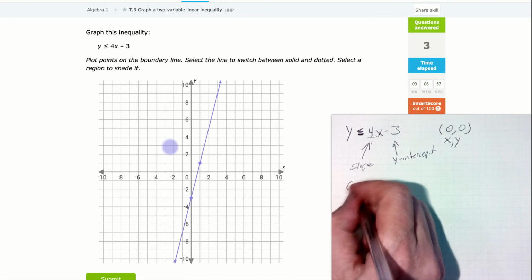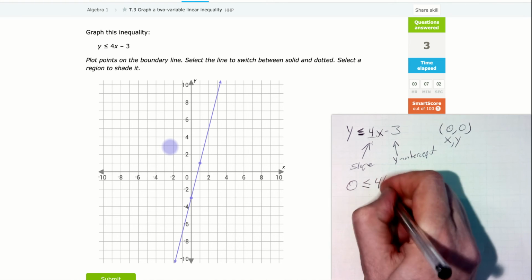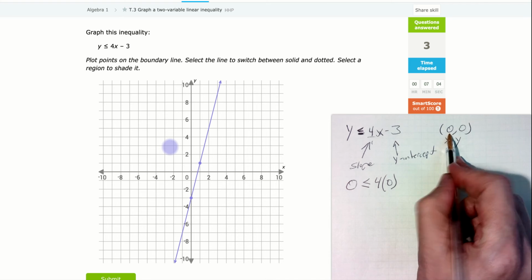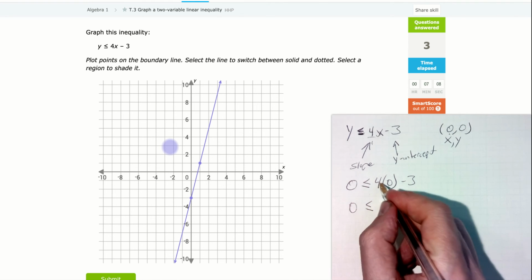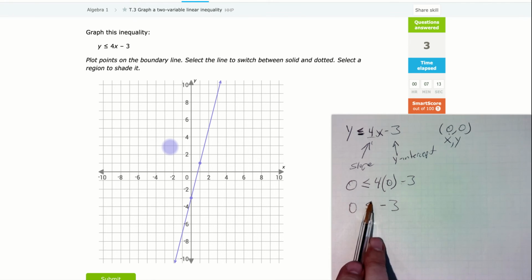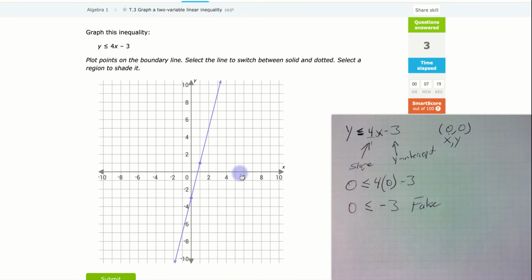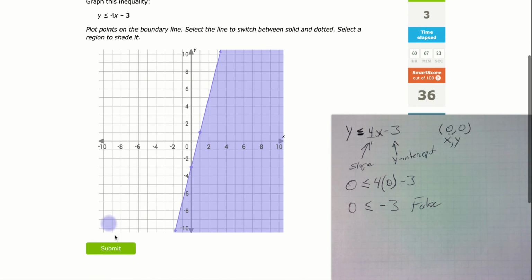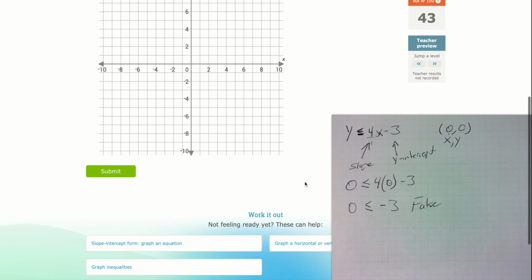So here we go. I'm going to plug a 0 in for y, and I'm going to see if that is less than or equal to 4 times 0, because I'm plugging a 0 in for x, minus 3. So is 0 less than or equal to, well, 4 times 0 is 0. 0 minus 3 is -3. Is 0 less than or equal to -3? It is not. That is false. So I want to be on the other side. That origin point right here didn't work. So I click over here. And all of them are going to be very similar to this.